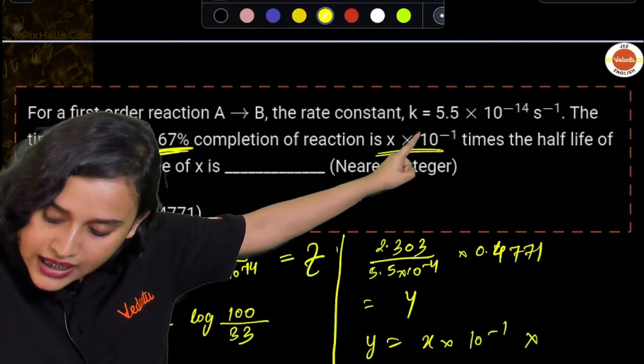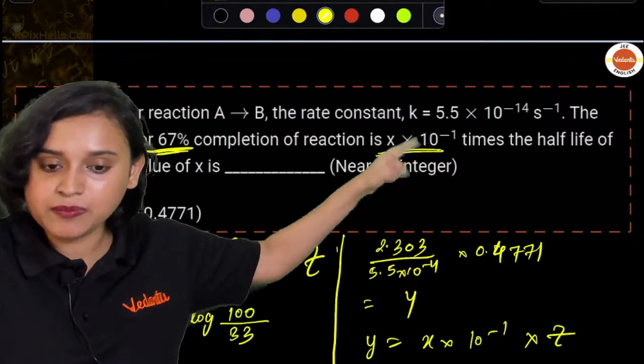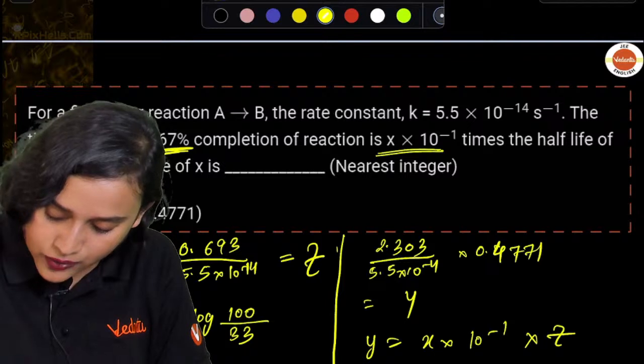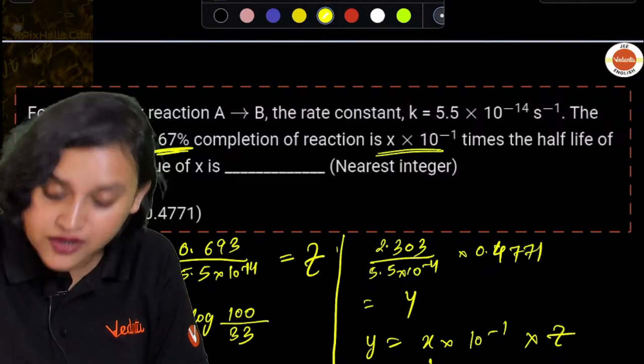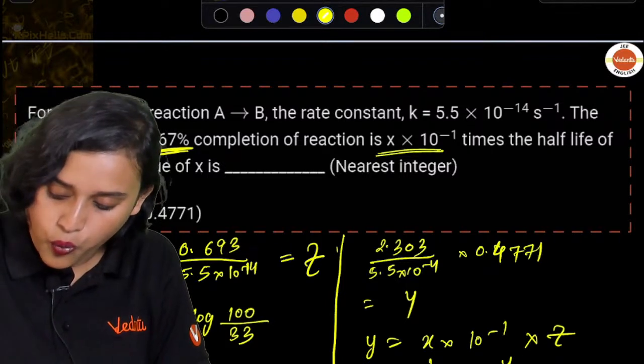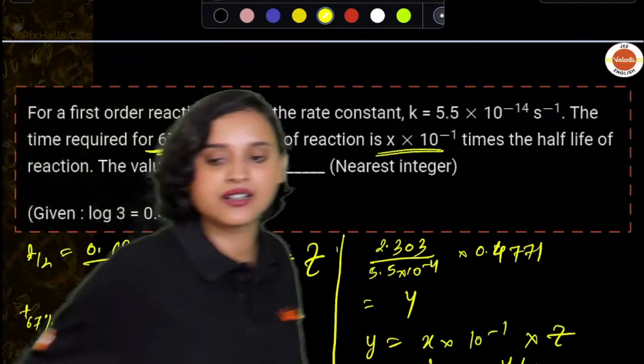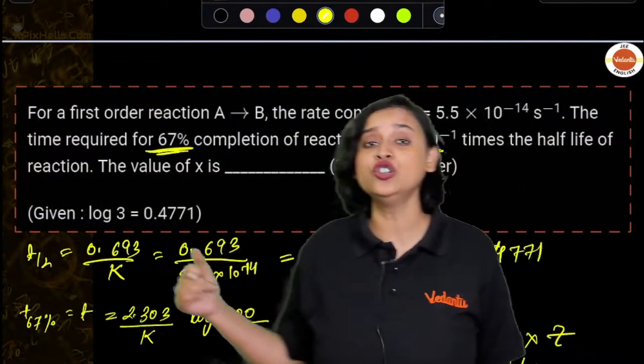Multiply with z if you do. Okay, what will you get? You will be getting x into 10 to the power minus 1 is equal to y divided by z. If you do, you will get the answer, everybody. Okay. This is how you are going to do.